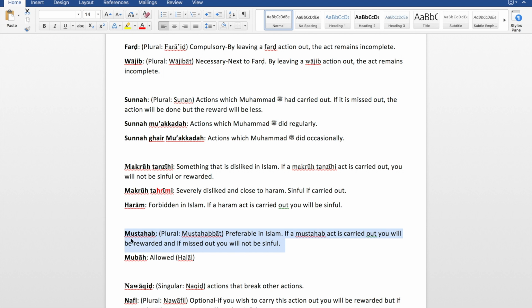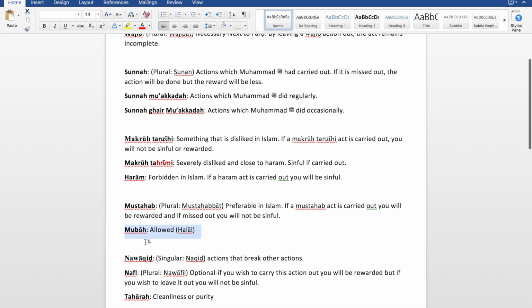Okay, so now one less than that is mubah. So mubah refers to those things which are completely just allowed. They're halal. You're not encouraged to do it, and you're not discouraged from doing it either. It's like, let's say, going to your fridge and drinking orange juice. No, it's not sunnah or mustahab. It's just something which is neutral.